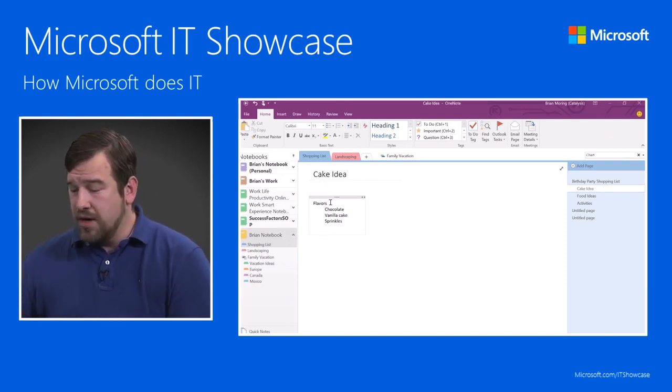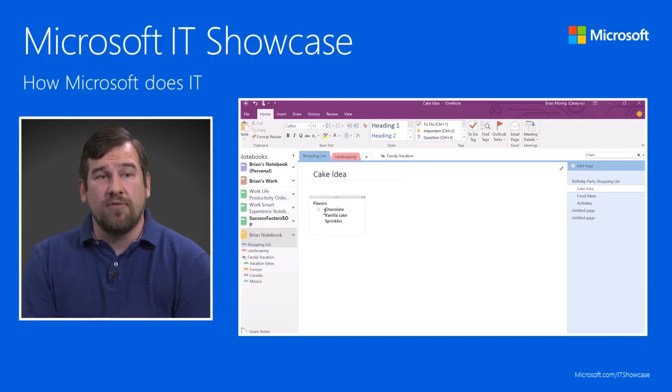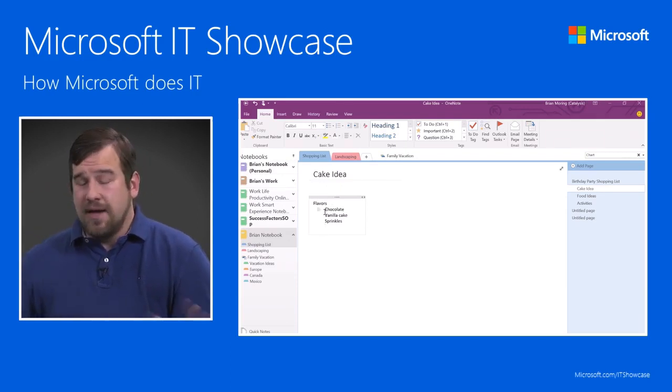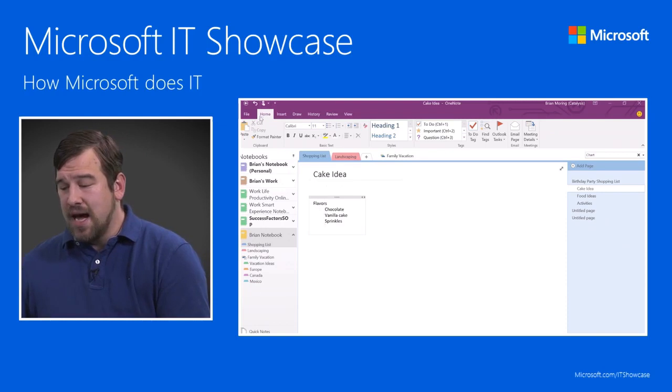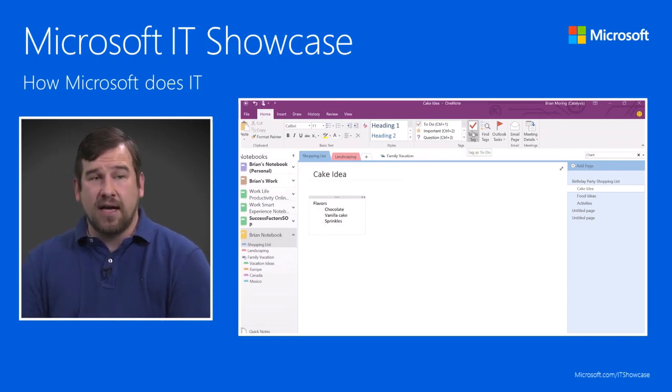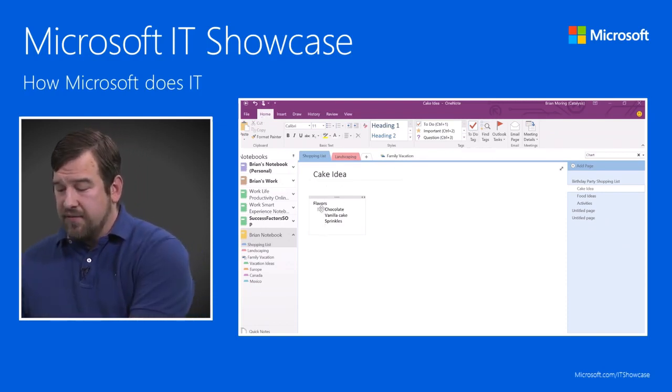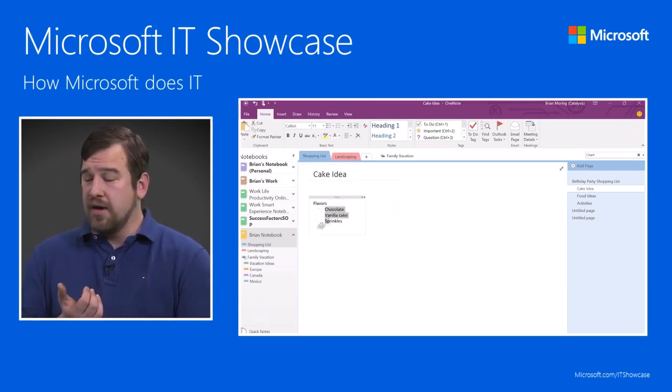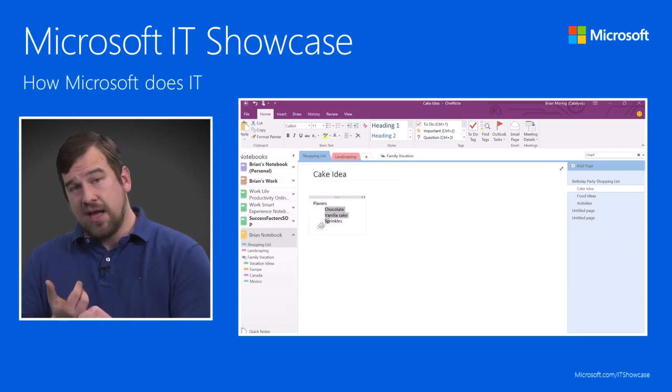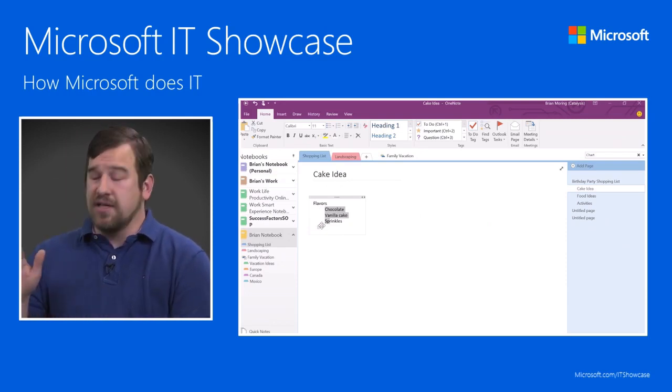In that case, what we want to do is add some check marks for ourselves. How do we do that? Well, within OneNote, right on the Home tab, we have the ability to create to-do tags. For each of these cake flavors, I'm going to highlight each one of these. So first of all, we want our cake to have chocolate cake and vanilla cake, and we also want to have sprinkles on top.